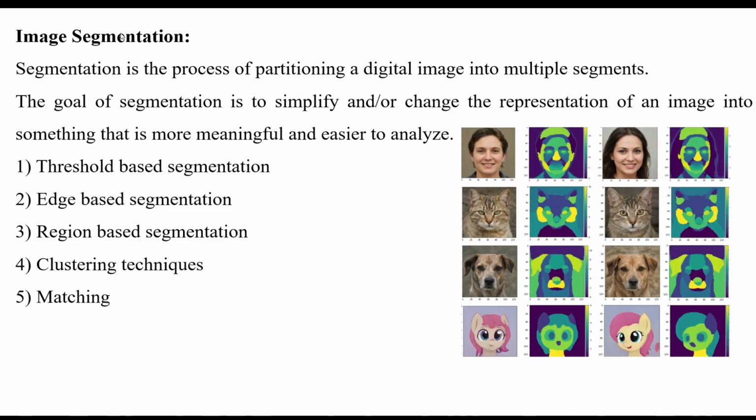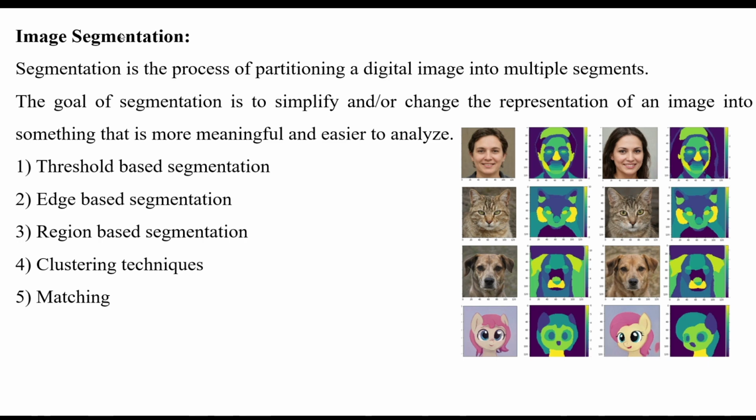Next, image segmentation. Segmentation is a process of partitioning a digital image into multiple segments. We can create multiple segments from the digital image. The goal of segmentation is to simplify and/or change the representation of an image into something that is more meaningful and easy to analyze. Producing an actual image can make it difficult to understand what it is, so we are going to segment this image.